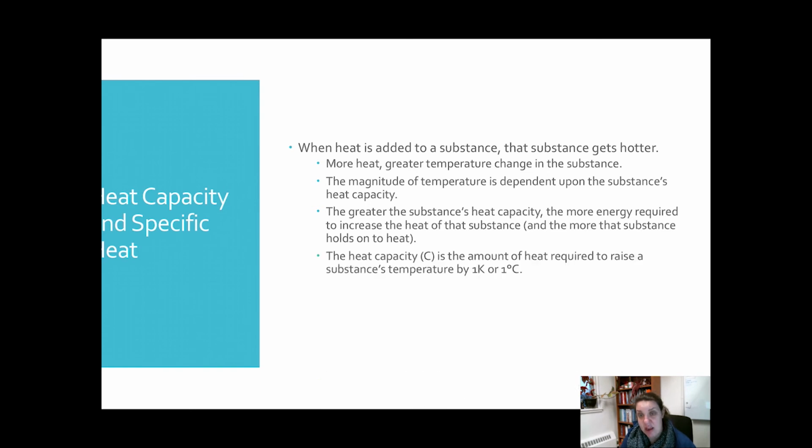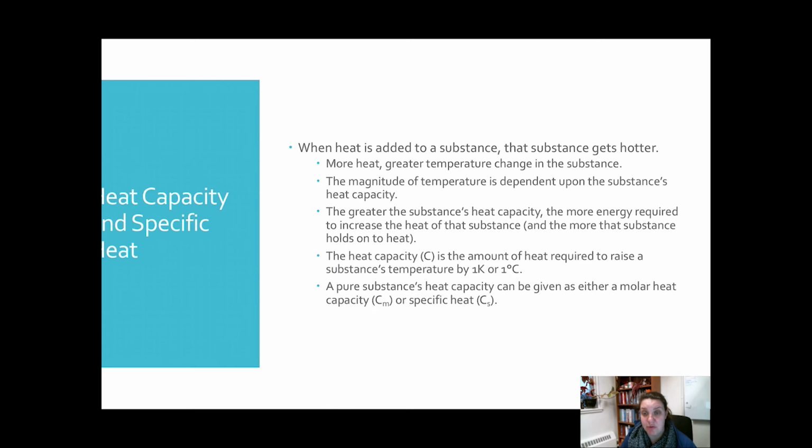Our heat capacity is given by the symbol C, or letter C, and it is the amount of heat in joules required to raise a substance's temperature by 1 Kelvin or 1 degree Celsius. They are interchangeable because the change in those temperatures are going to be the same in magnitude.